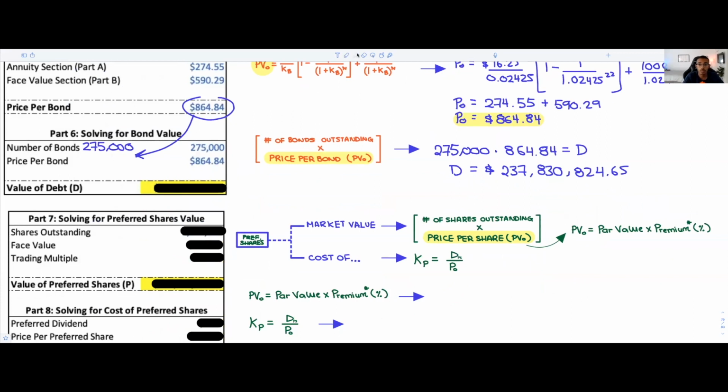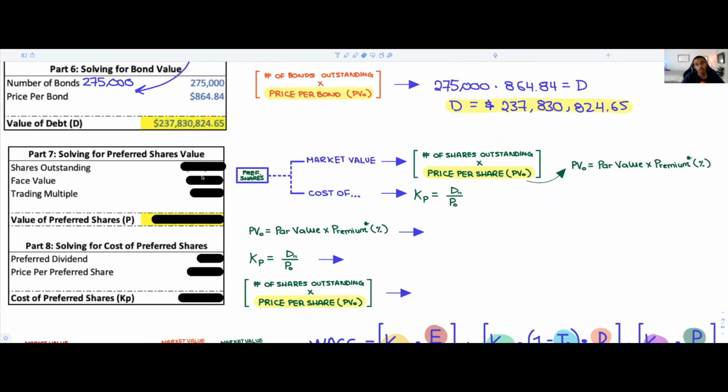And we're almost done. Now we're at the last step. We're going to solve for our preferred shares. And by the way, notice how this is correct. Yeah, quick sense check. So now we're at the preferred shares section. The first thing that I'd like to do for our preferred shares is solve for our cost of preferred shares because we did it previously. So we're going to go ahead and do that.